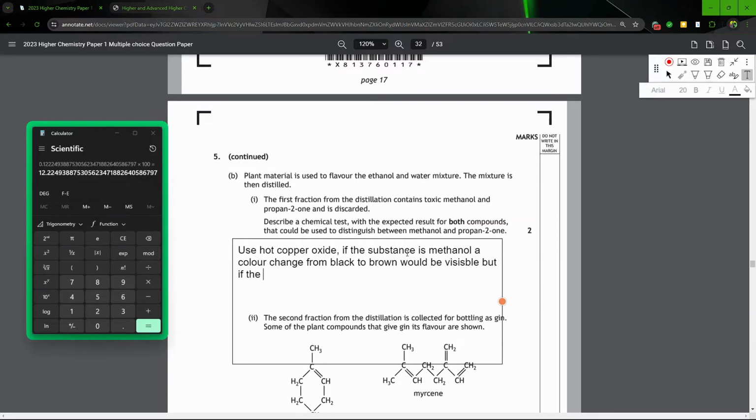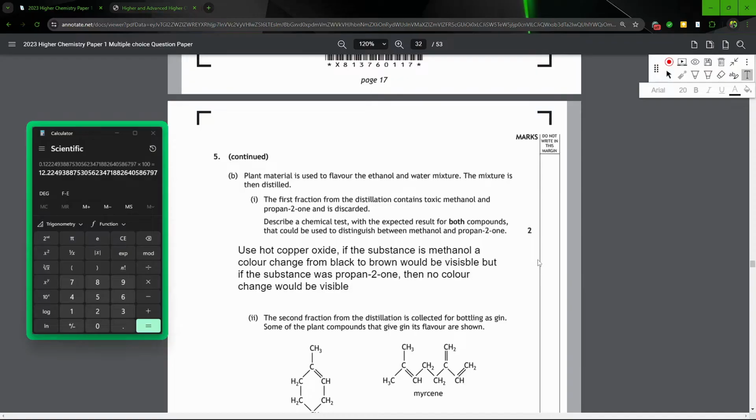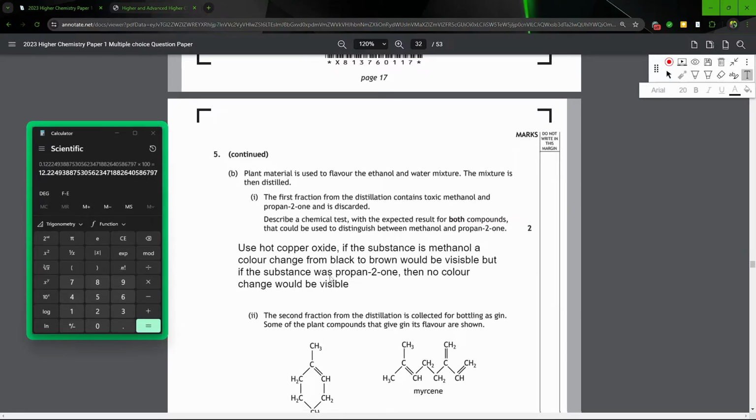But if the substance was propan-2-one, then no color change would be visible. And there we are. You could also use acidified dichromate, but no one likes acidified dichromate at all. So we'll be using good old hot copper oxide.